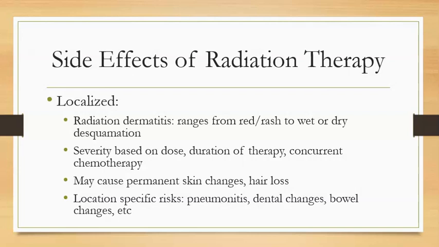And then location specific risks. If they're radiating a mass in somebody's lungs, we have a risk for pneumonitis, an inflammation in the lungs. If it's a head and neck cancer patient, there is a risk for changes in the dentition. If they're radiating somewhere in the abdomen or GI tract, there are risks for changes in bowel patterns. Being mindful of where is being radiated and what structurally is around those areas will help us be good detectives when we're seeking out likely side effects and symptoms we should be watching for.